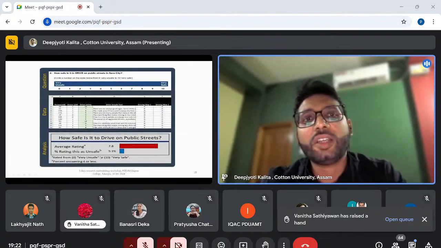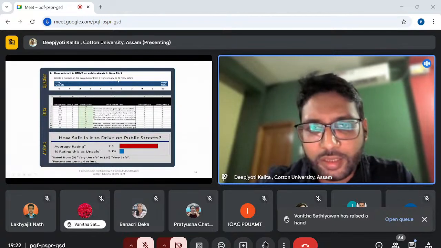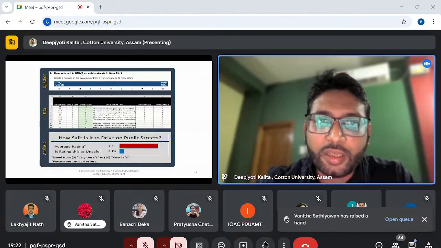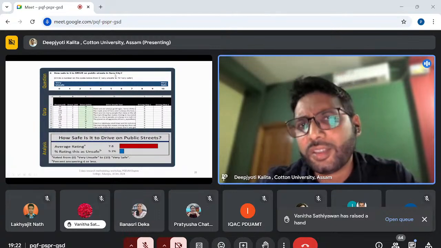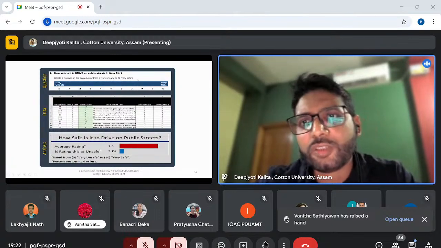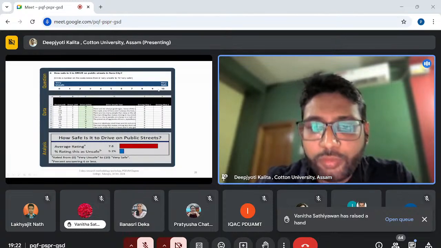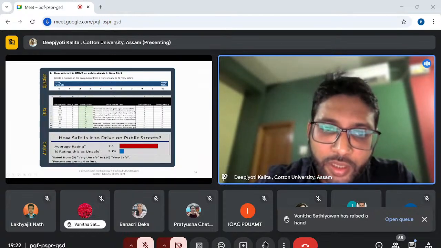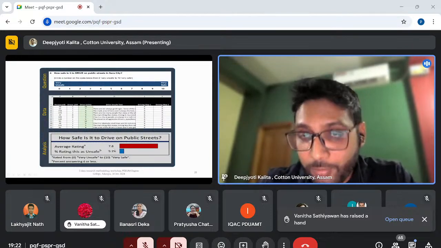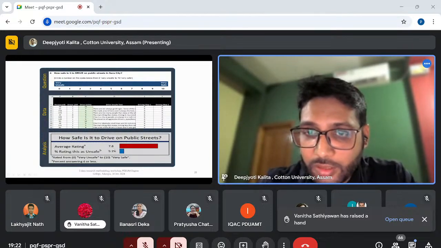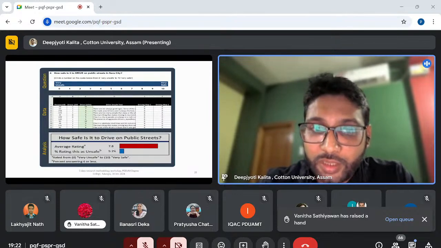For example, this is an example of a particular Likert scale or semantic differential rating scale. What we ask is, how safe is it to drive on public streets in a certain Sahara city? We have given them a scale to respond. Now, what we did is that we have given an average rating. The safety is around 7.8. It is a minimum satisfaction level.